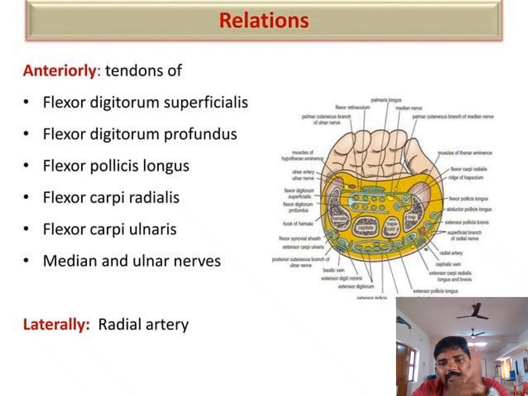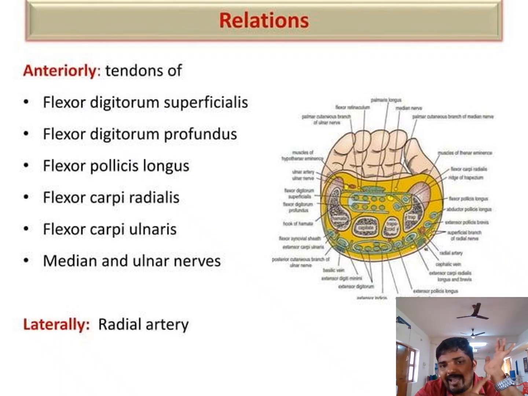The wrist joint has anterior and posterior relations. Anteriorly, tendons are present. What is a tendon? A tendon is the attachment of the end of a muscle to a bony point. The tendon is mainly for executing the functions of the muscle, that is, the movement of the muscle.